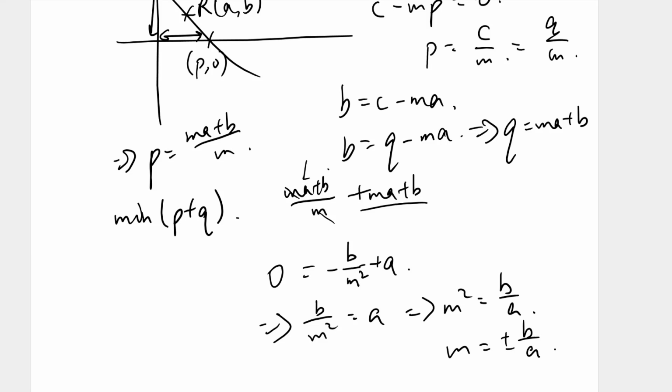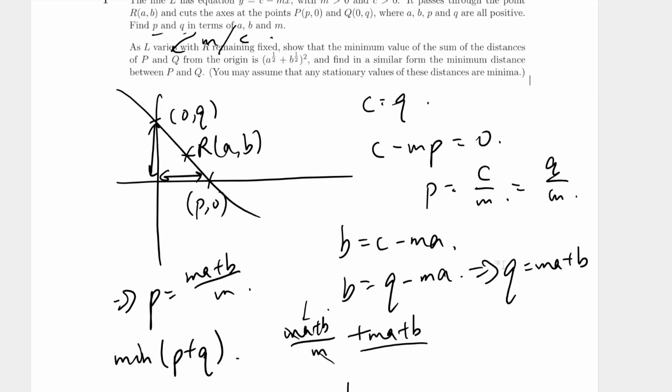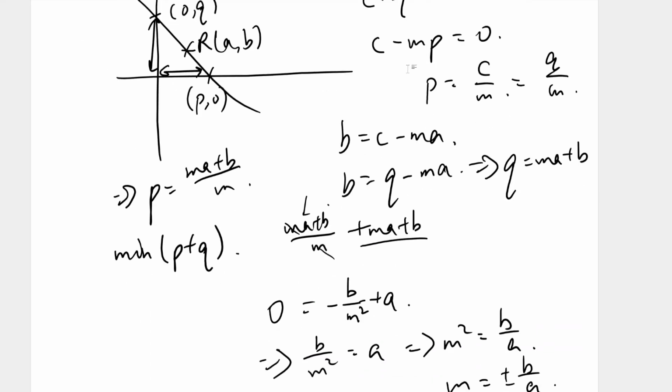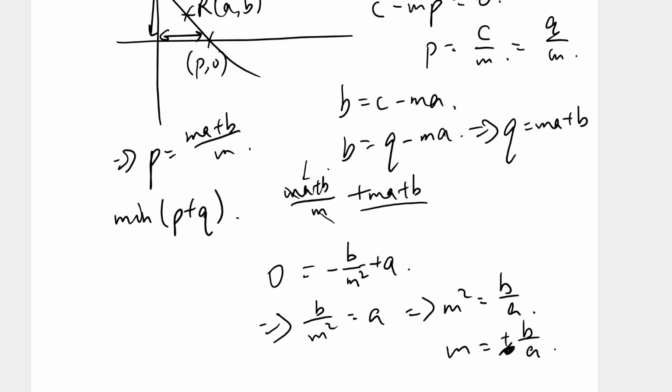Okay, right. Now, does the question have any restriction for a and b? Okay, a, b positive, right? And m also is positive, right? So a, b positive, m positive, so m has to be the positive root of b over a. Now I know the value of m, I just put it back in, right? So I put the m back into the expression.